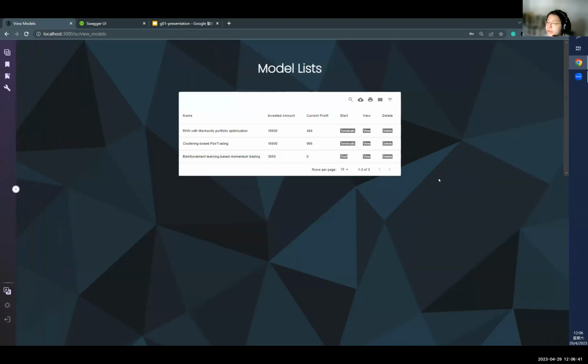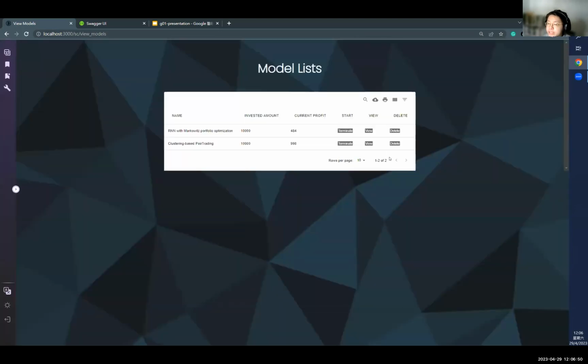This page will provide you an overview of all of your models, allowing you to do simple control over them. You can delete a model. We can delete the model we just added to showcase. We can also start and terminate a model. And we can go into the model to view more details of the model.